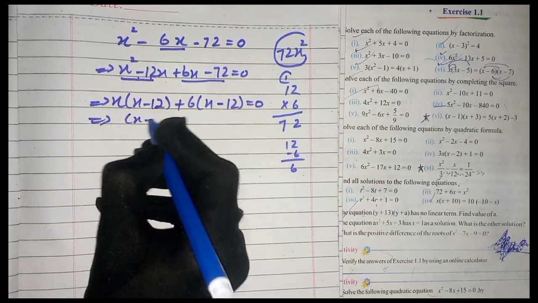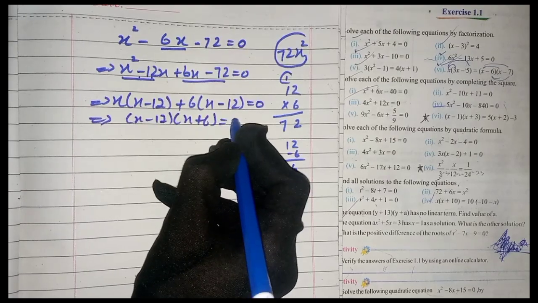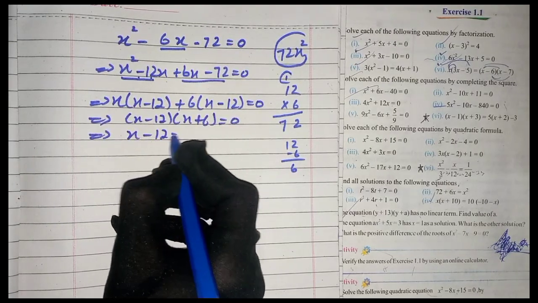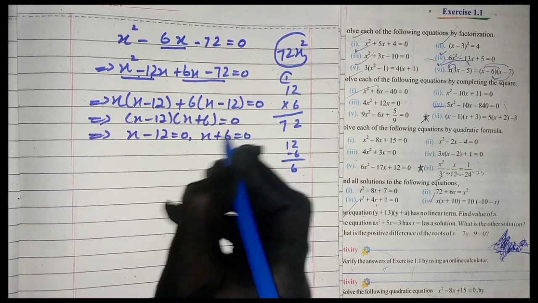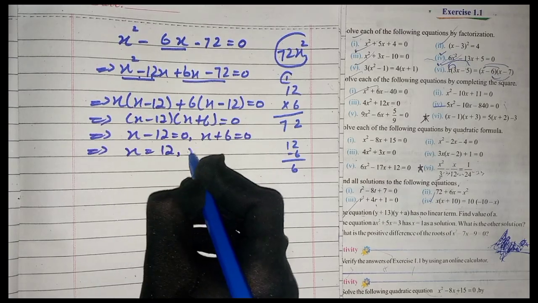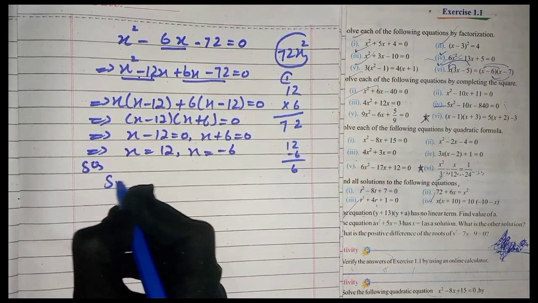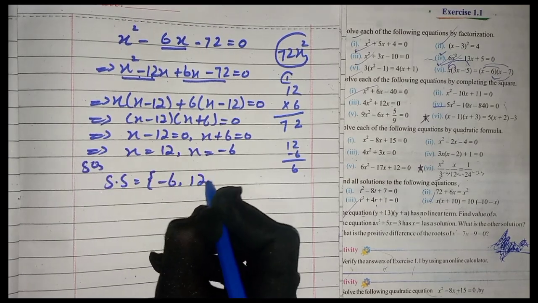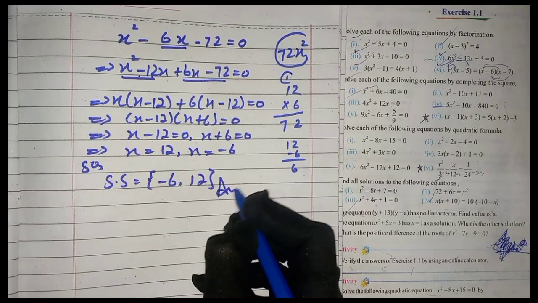x minus 12 into x plus 6 equal to 0. We can write as x minus 12 equal to 0 and x plus 6 equal to 0. This implies that x equal to 12 and x equal to minus 6. So solution set is equal to minus 6 and 12. We can also write 12 and minus 6.